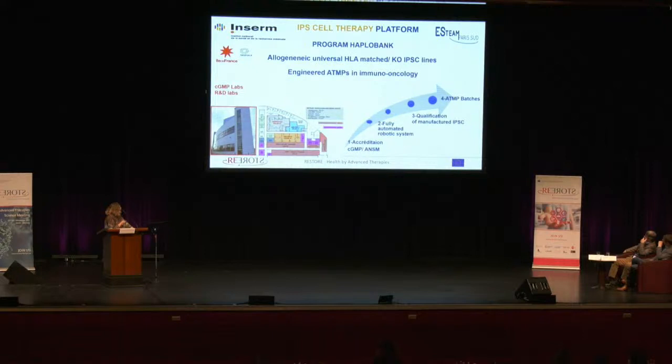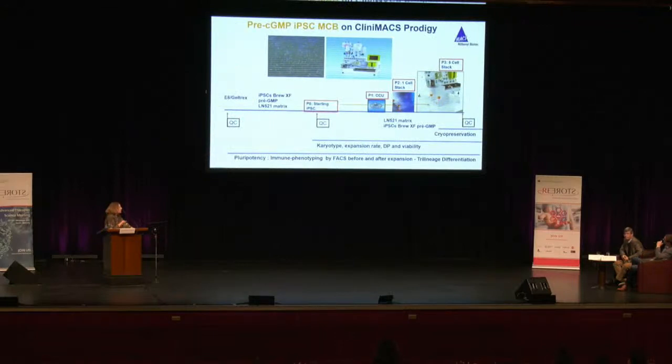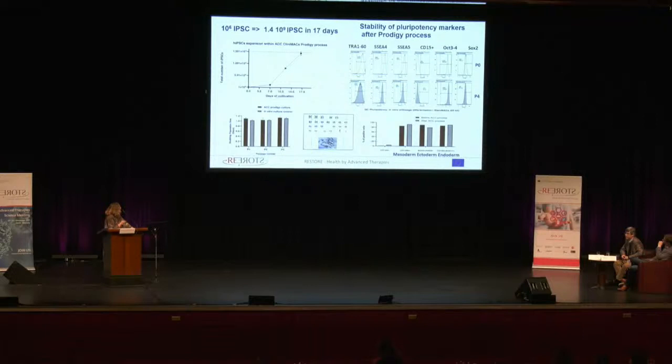So to finish, we are now setting up an iPS cell therapy platform for the program Haplobank, meaning that we have to build now the starting material of iPS HLA-matched and knocked out for HLA. And for this, we used the Clinimacs Prodigy for the first beta test. So we tested the Prodigy to amplify these cells in a CCU, 1 cell stack and 5 cell stack. And during this process, we can see we have a huge expansion with a billion iPS cells after 70 days. And we have very stable pluripotency markers. We have a population doubling that is completely the same in the process or in vitro, with a normal karyotype. And there is also pluripotency with the StemMACS kit differentiation.